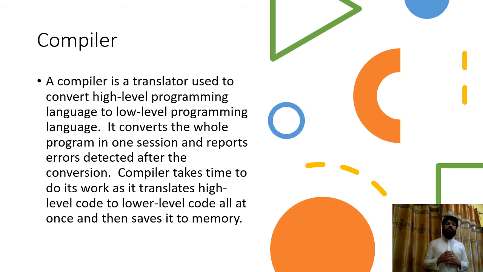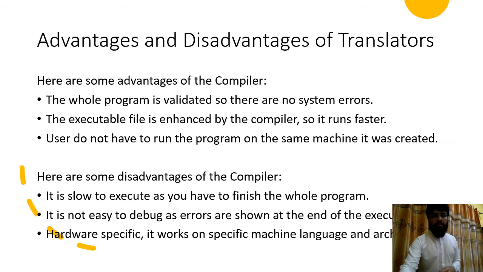So what are the advantages or disadvantages of a compiler? Advantages and disadvantages of translators. Which translator? The compiler. Number one, the whole program is validated, so there are no system errors. Number two, the executable file is enhanced by the compiler, so it runs faster. Number three, users do not have to run the program on the same machine it was created.